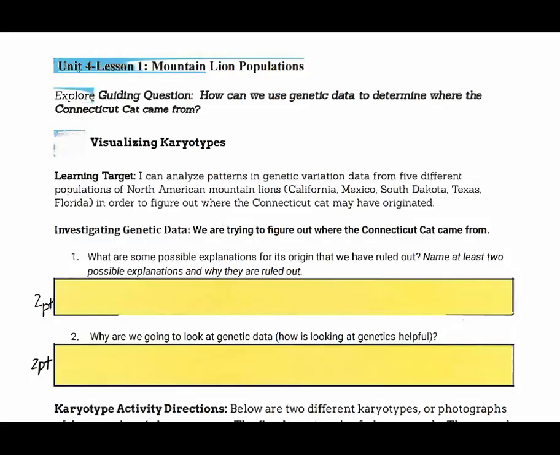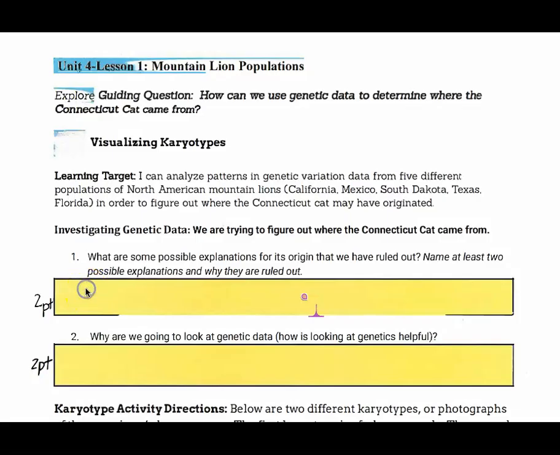So what are some possible explanations for its origin that we have ruled out? We have to name at least 2 explanations and why they are ruled out. What they're really asking us to do in this question is, it's hard to believe that a mountain lion would be near the city, right? So what are some other possible explanations, and why might we rule them out?